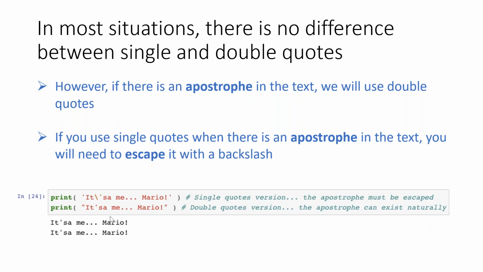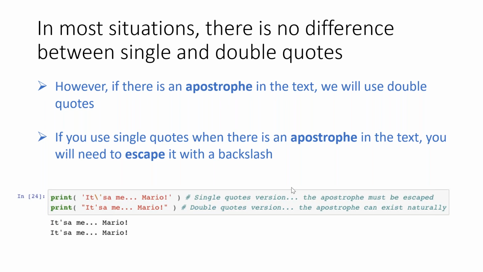So let's say here I'm trying to type, it's a me Mario, that's some text I'm typing. There is an apostrophe in my string. So just before the apostrophe, I'm using this escape character, backslash. Then I can define that string with single quotes. Then it produces output. Or the easy way is that I define my string using double quotes, then I don't need to bother about using that escape character. That is how it can be solved.